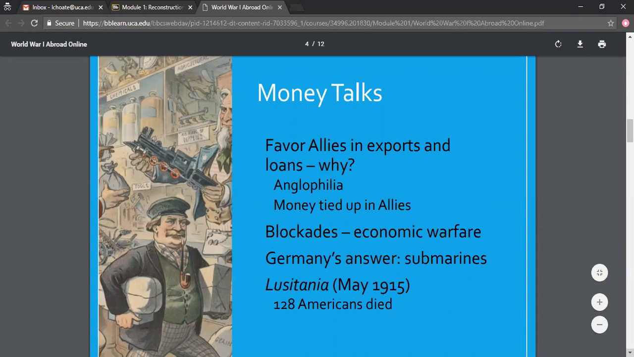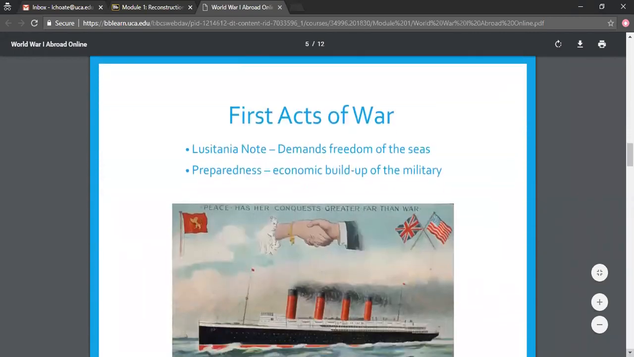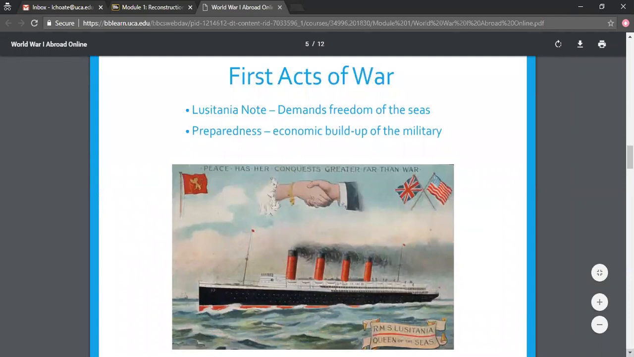And Germany, because they don't want America to become involved in the war, they issue an apology, and they assure us that they will stop the use of submarines, which of course they do not. This letter that I just referred to is called the Lusitania Note, and it basically demands freedom of the seas. So we should be able to use the public waters of the Atlantic without fear of German interference.